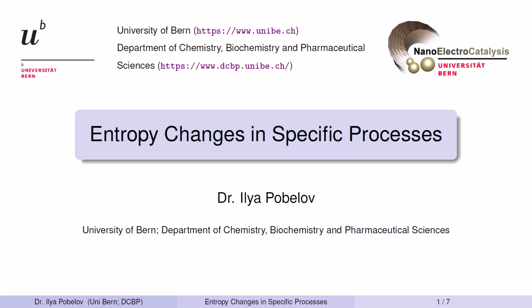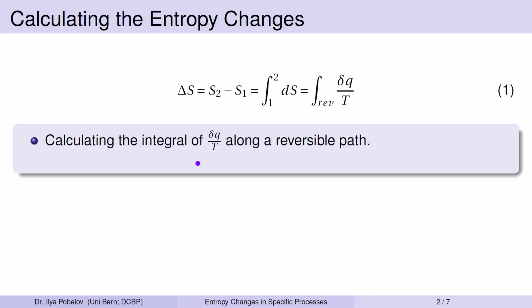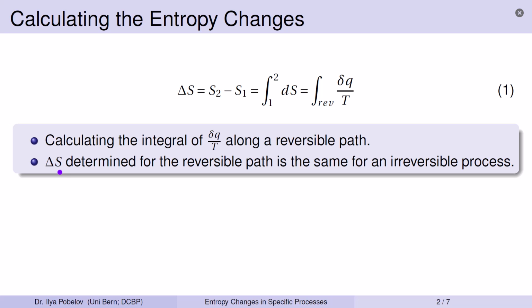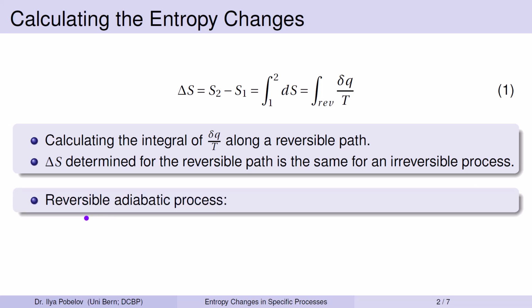In this module, we are going to derive formulas for entropy change in certain thermodynamic processes. In order to calculate the entropy change between two states labeled as state 1 and state 2, we must integrate this ratio along a reversible path. Entropy is a state function, which means the entropy change we determine for a reversible path is the same for an irreversible process. For a start, we consider a reversible adiabatic process.